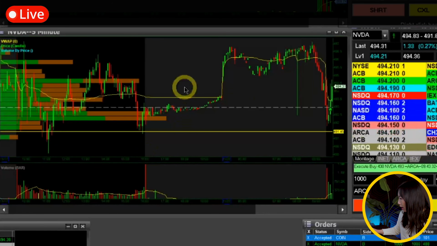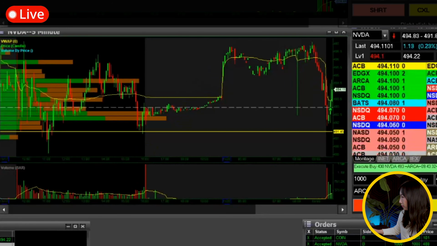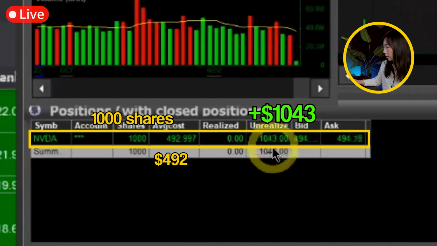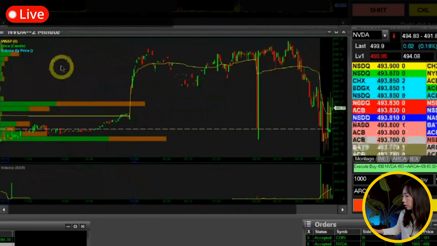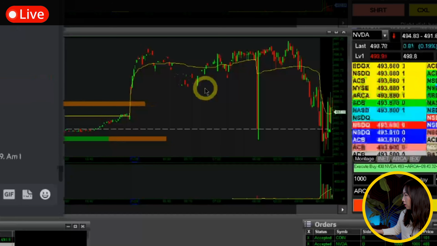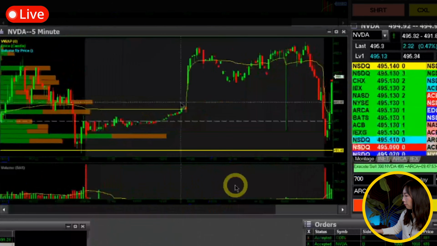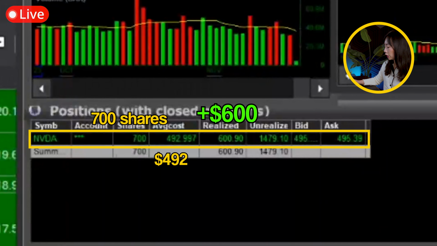But yeah, you can see this one, 495s. If I get it, I'm going to sell into that. So I'm up about $1 per share on Nvidia. On the 2-minute charts, also holding up nicely and reclaiming VWAP, as you can see. Fast forward a couple minutes later, you can see we're testing at 495s. I sold 300 shares into 495s, realizing $600.